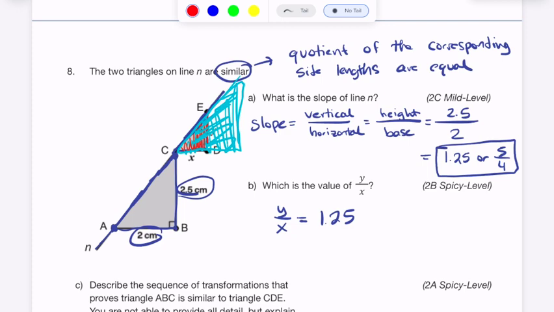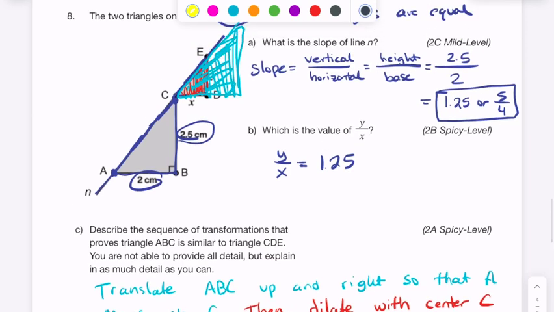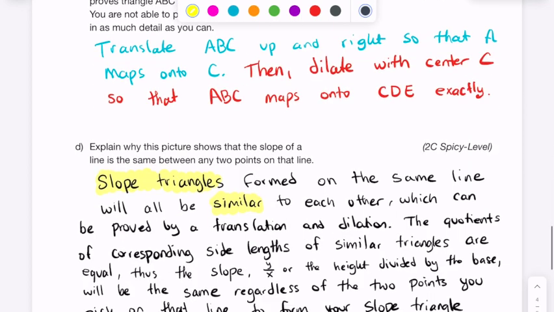I'm going to put it in words. So slope triangles formed on the same line will all be similar to each other. Okay, that is huge, that the slope triangles are similar. So no matter what 2 points we pick on this line to find the slope and to form these right triangles, all of those triangles will be similar to each other. And thus, we know that the quotients of similar triangles are equal.